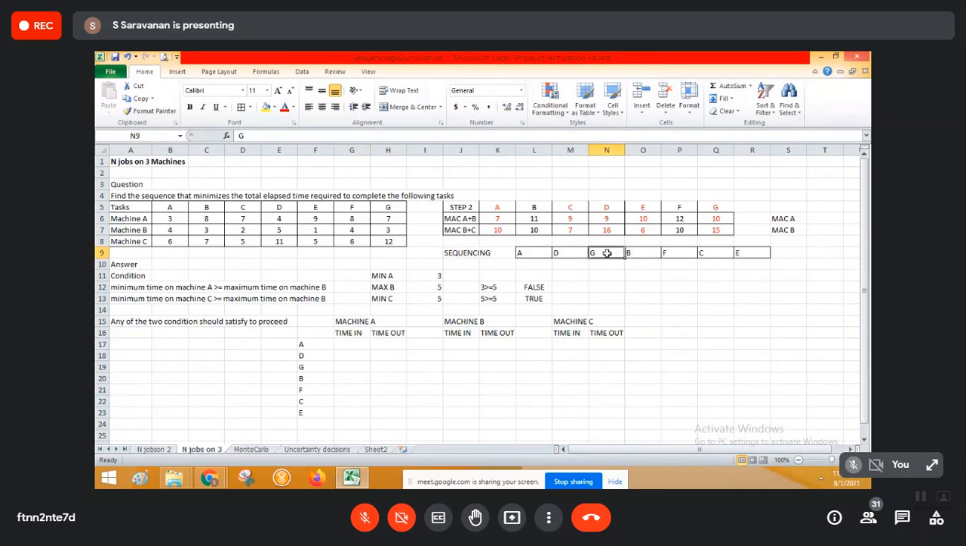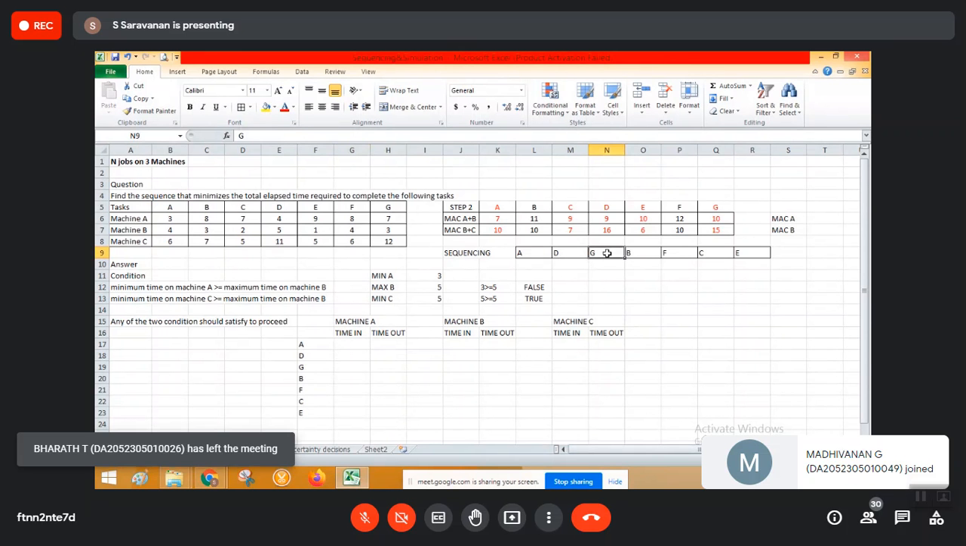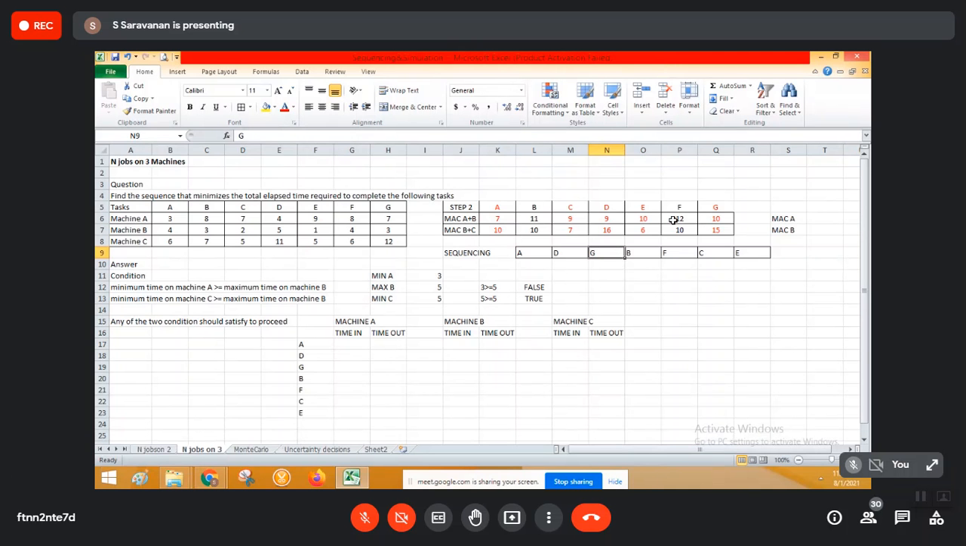So I have taken this G here. After G has been chosen, only two things were left: one is B and one is F. Since there is a tie between machine B and F, a 10 and a 10, I have just given priority based on some arbitrary approach: B comes first and let F come second.